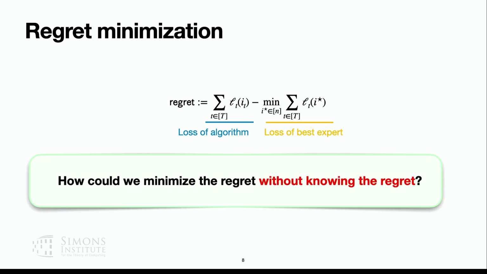But then it comes a problem, right? How could you minimize the regret without even knowing the regret? In particular, if I define a sublinear space algorithm, it should be able to obtain very small regret. But at the end, the algorithm shouldn't have any idea of how much regret it obtains.